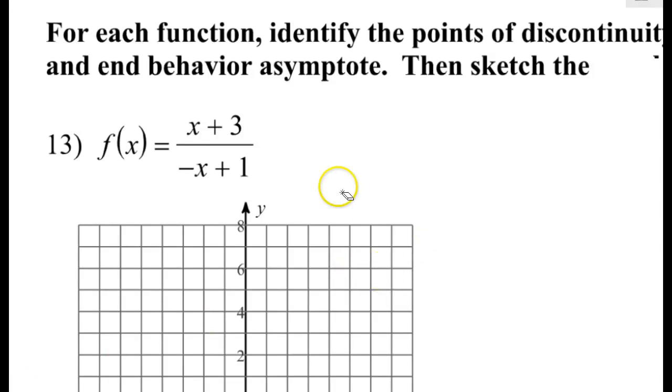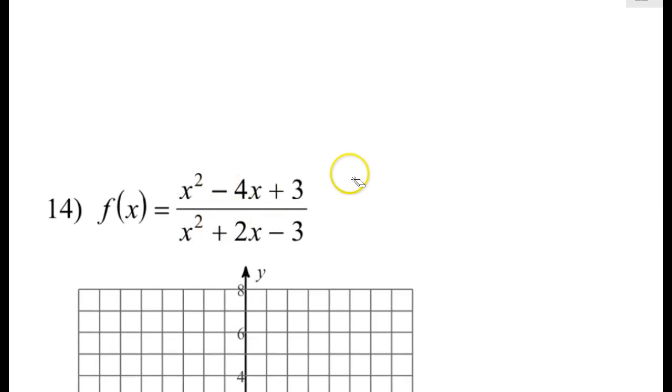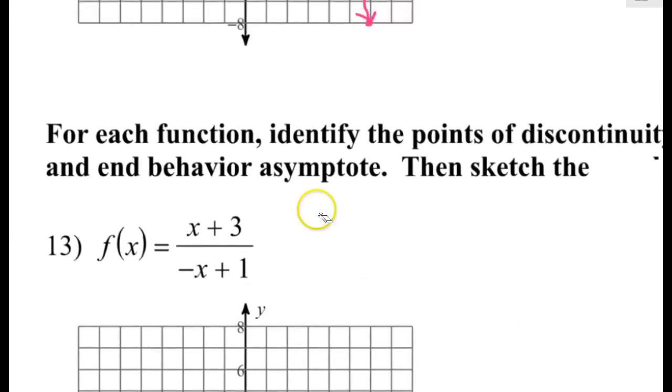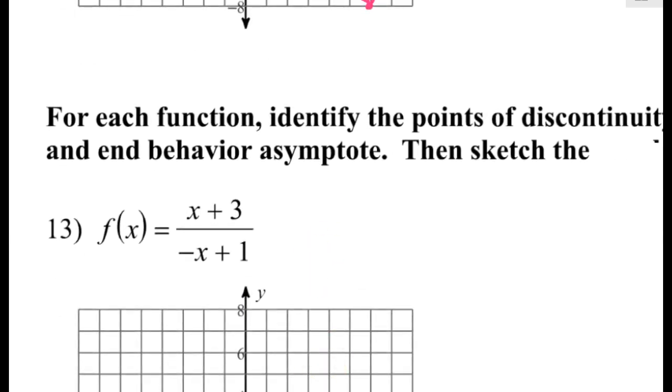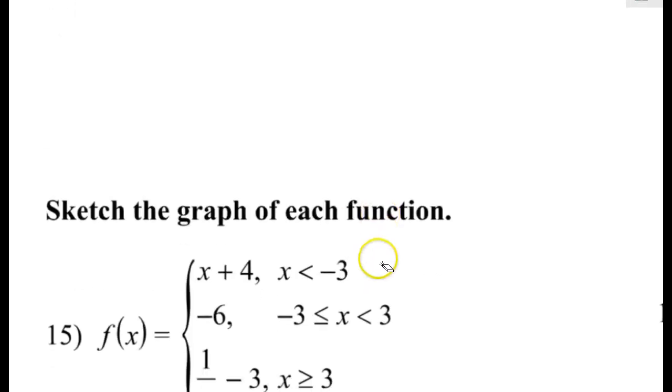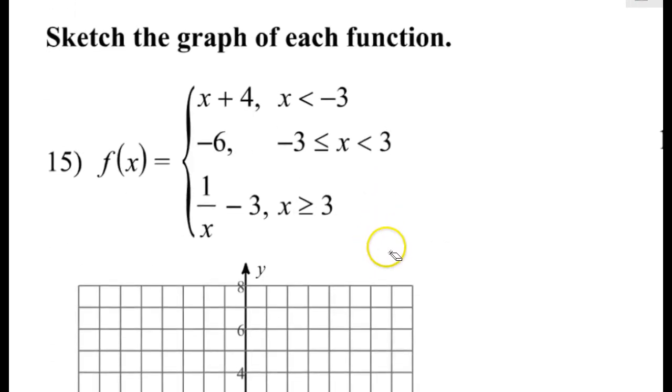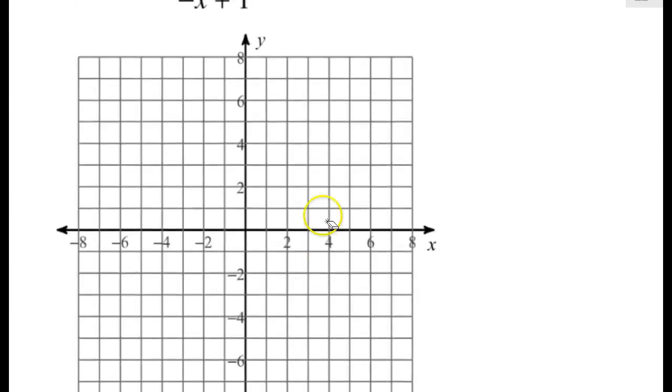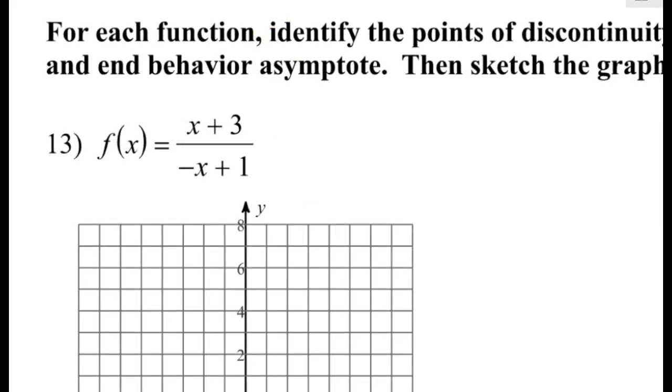Alright, in this video I will remind you how to sketch a graph of rational functions, functions that are made out of fractions of polynomials like these. We'll be talking about the points of discontinuity, any holes that we find, horizontal asymptotes, end behavior, all that stuff. And then if we have time, I will remind you how to sketch the graph of a piecewise function. So let's dive in and see what we can do.